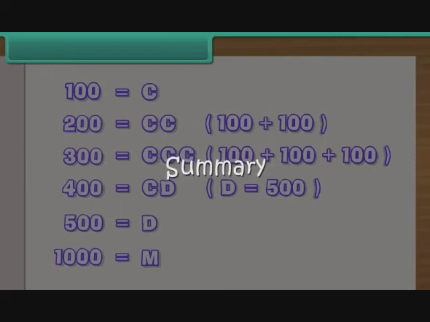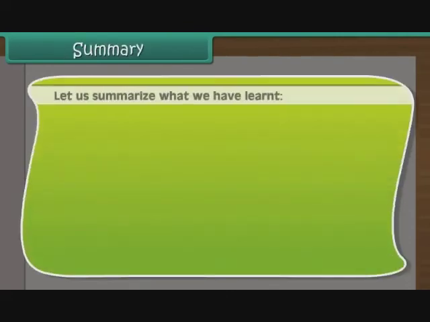Summary. Let us summarize what we have learned. I is 1, V is 5, IV is 4, and VI is 6.